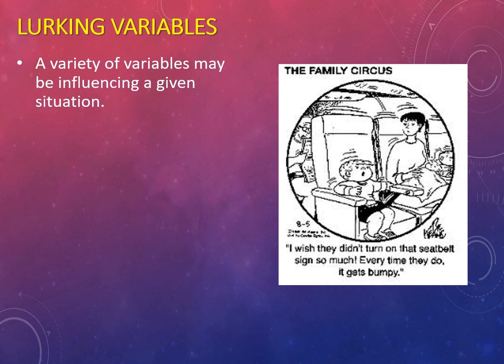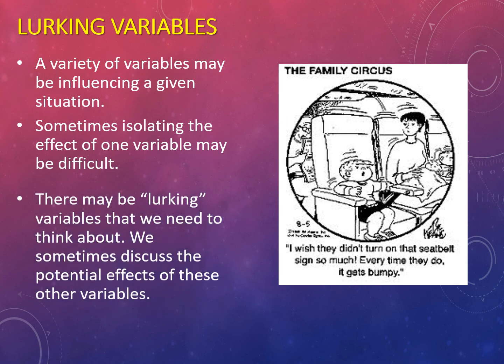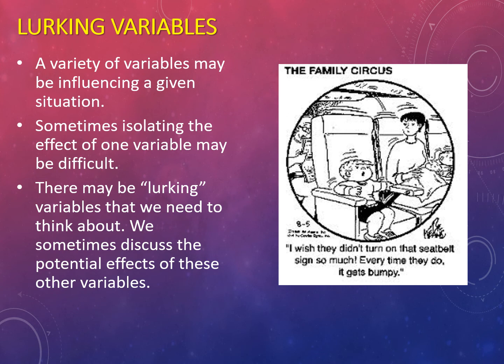A lurking variable is when you have a variety of variables that may be influencing a given situation. Isolating the effect of one variable might be difficult because there are other things affecting that as well. There might be a lurking third variable that we need to think about. We discuss the potential effects of these on other variables.